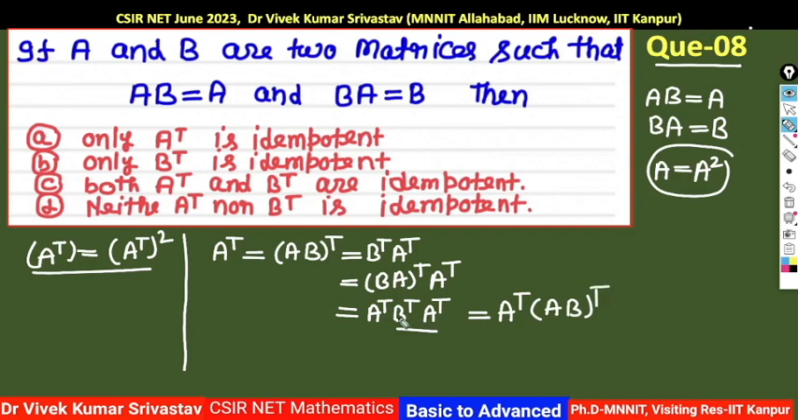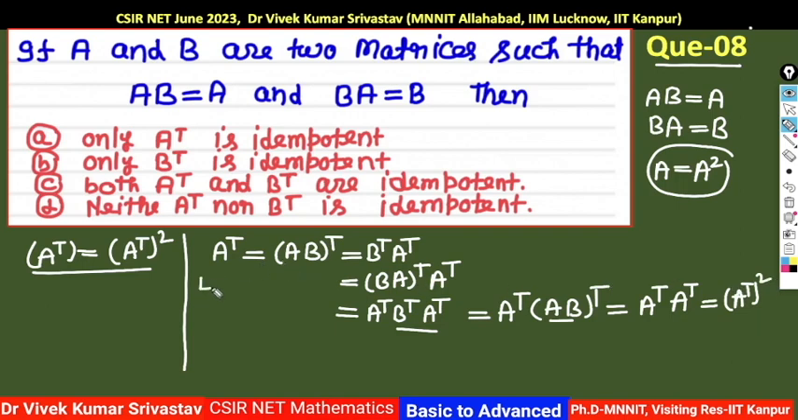If we write B transpose A transpose, that is (AB) transpose, because once we open it, it will look like this. And again, just see, AB is given as A. So we can write A transpose, and again AB is A, so we can write A transpose. So A transpose into A transpose is A transpose whole square.